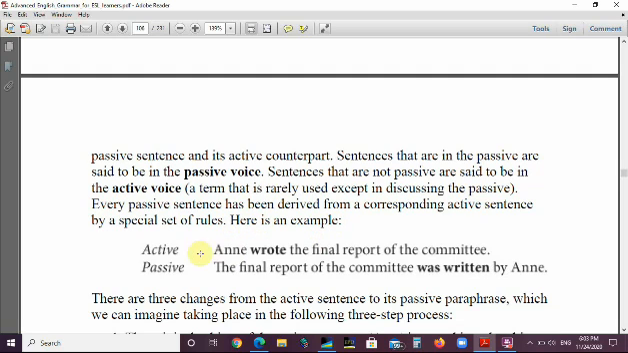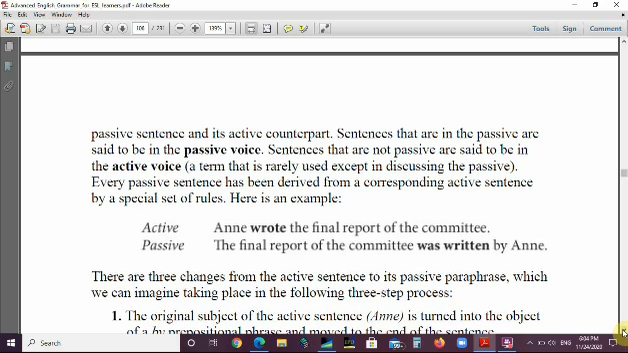Here is an example. This is an active sentence: Ann wrote the final report of the committee. If we change it into passive, we go to the verb. Where is the verb? Wrote. Wrote what? Where is the direct object? The final report of the committee. So we pull this object, drag it and drop it at the beginning of the sentence: the final report of the committee. And then we look for verb to be in the tense of the original sentence, which is past, so we need was because this is a report, and the past participle of the main verb, written, by Ann.